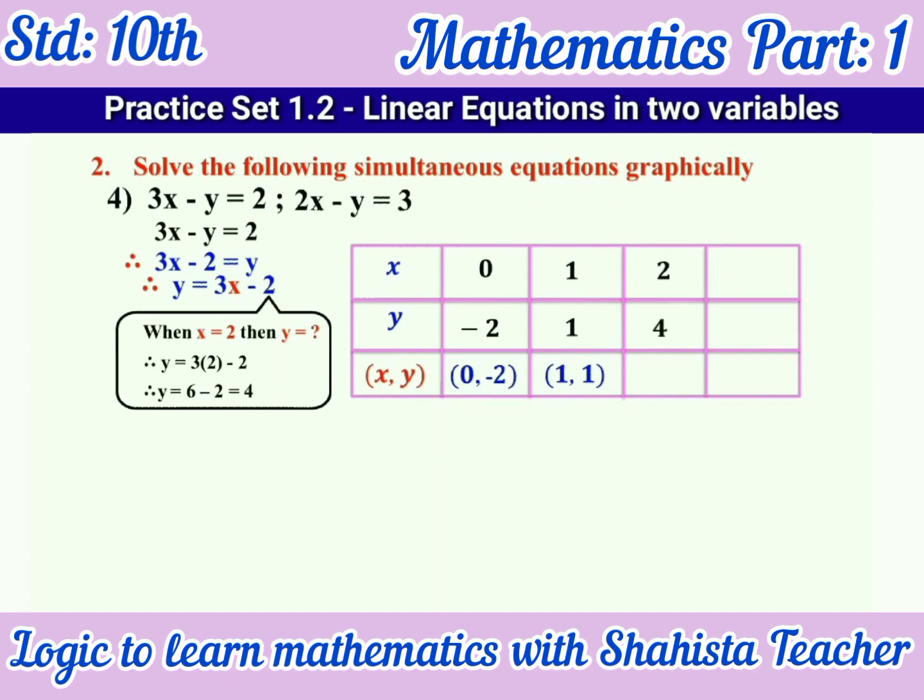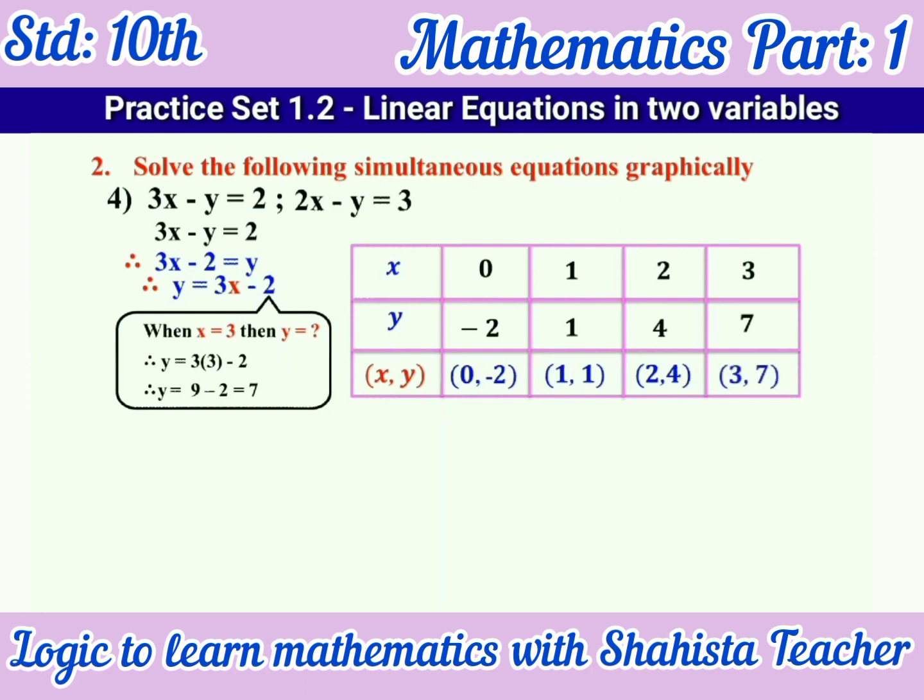Now the last box, x is equal to 3. We don't know the value of y. In the place of x we will put 3. So y is equal to 3 bracket 3 minus 2. 3 threes are 9, minus 2. 9 minus 2 is 7. So x is 3 and y is 7. Both numbers are positive. So bracket 3 comma 7.